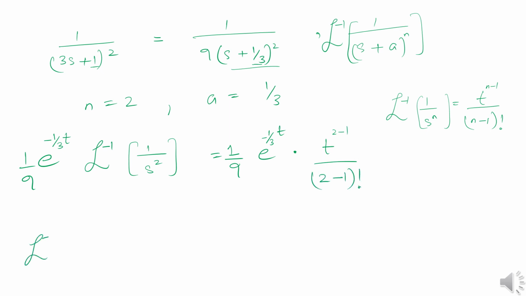So the Laplace inverse transform of 1 over (9s squared plus 6s plus 1) will be equal to 1 over 9 t e to the power negative t/3.